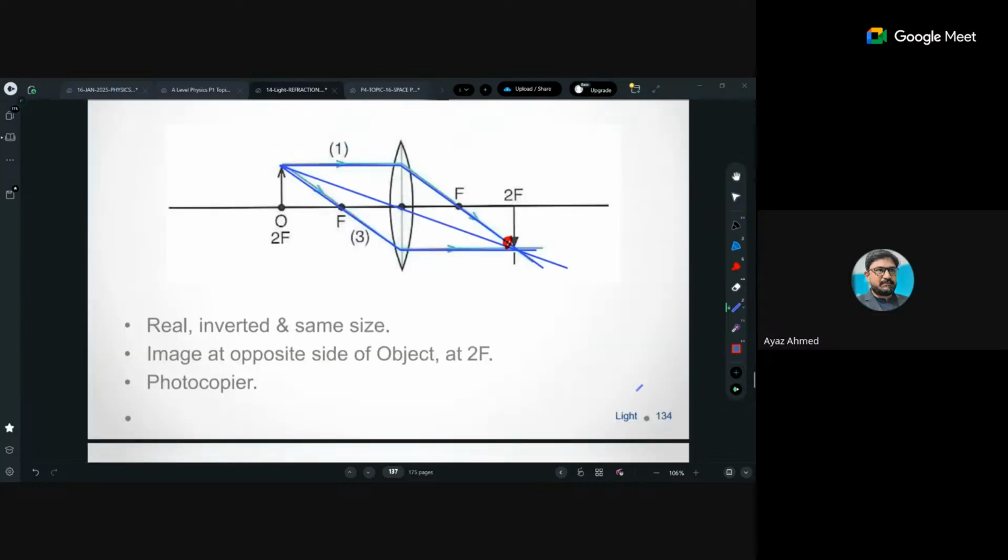What are the properties of this image? Isn't it real? Isn't it inverted? Isn't it of the same size as the object? And it is at the same distance too. That's why the image for an object at 2f is also formed at 2f. And this mechanism is used in the photocopier machine.